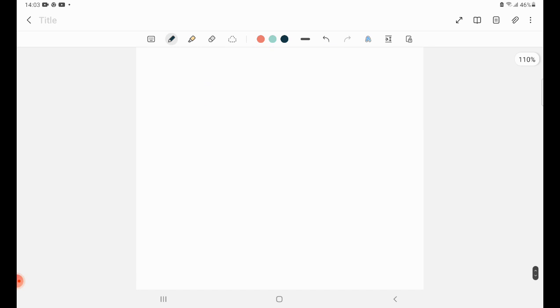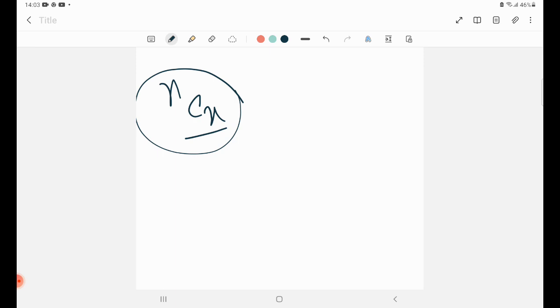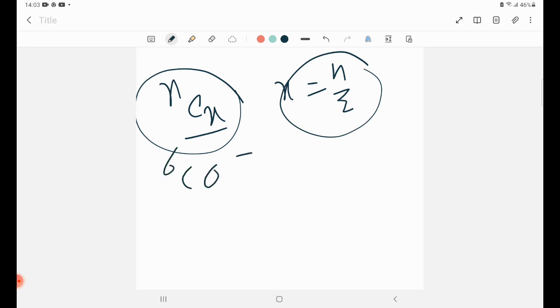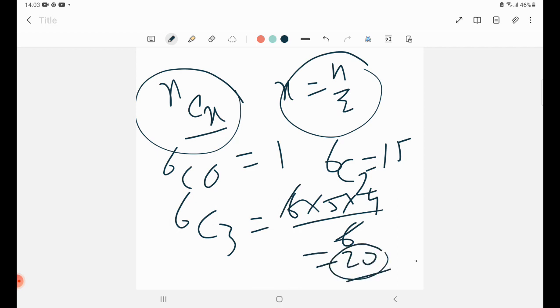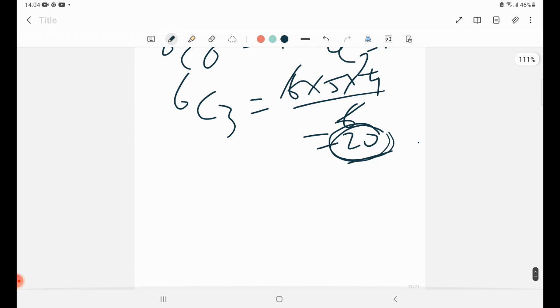Okay, so now do you know when does nCx attain its maximum value? When does n choose x attain maximum value? It is at x equal to n by 2. I hope you know this. Like for 6, if we see, 6C0 is 1, 6C1 is 6. So like that 6C2 will be 6 into 5 upon 2, which is 15, and 6C3 is 6 into 5 into 4 upon 6, so it is 20, right? So that way 6C3 is the largest one. So always at x equal to n by 2, nCx attains its maximum value. That's something we already know.